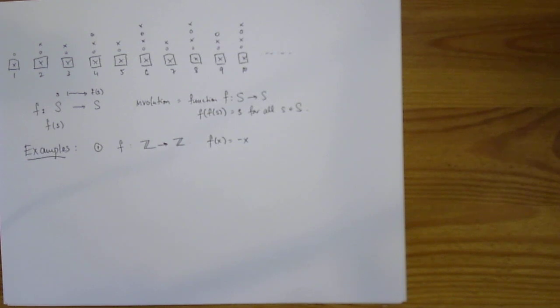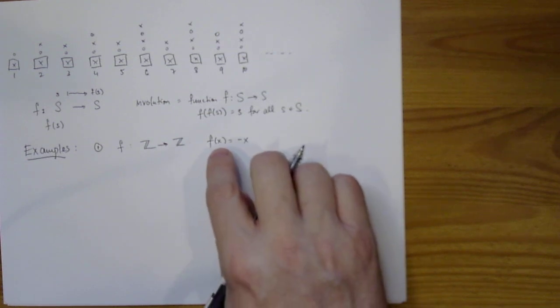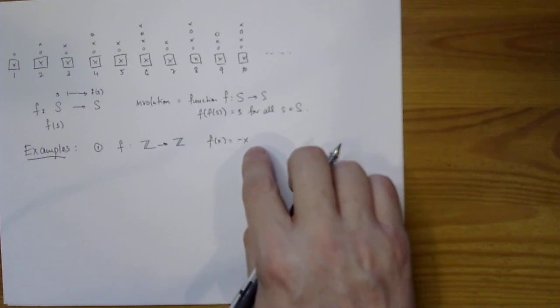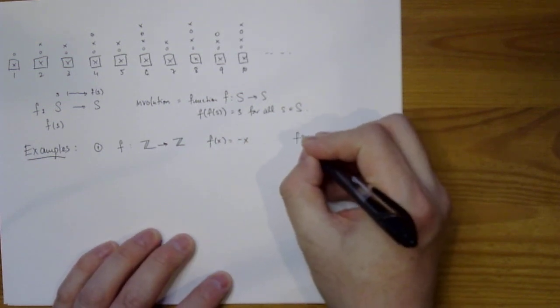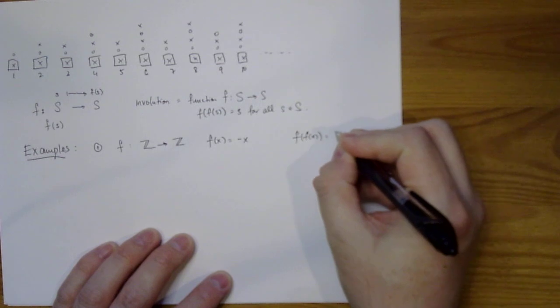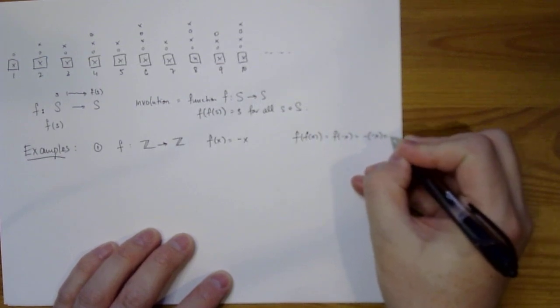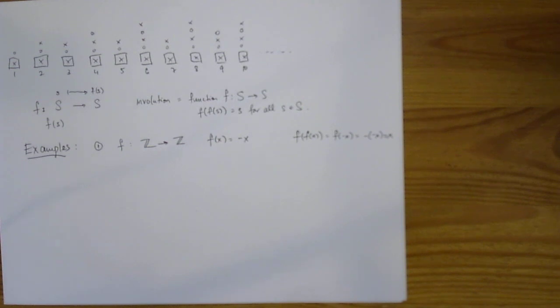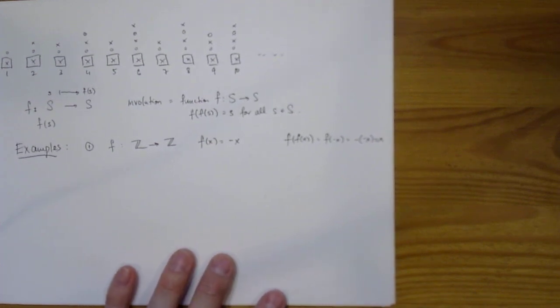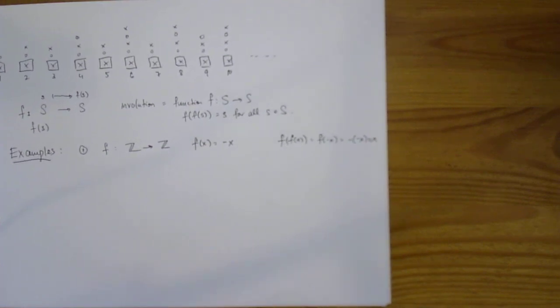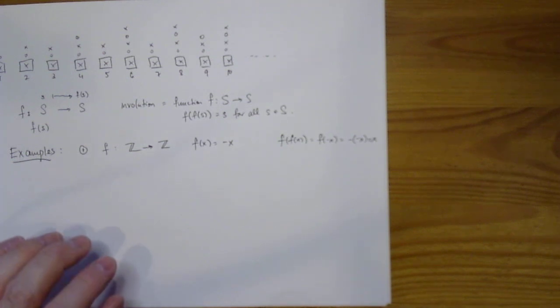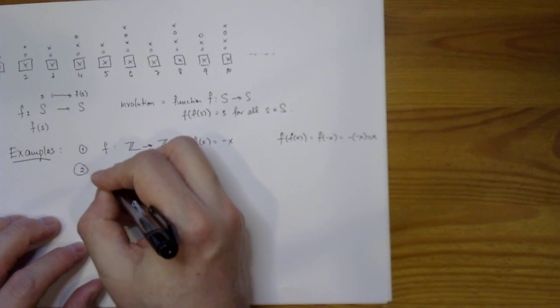You can see that if you do that twice, if you take f of x, you get negative x, and then if you take f again, f of negative x is negative negative x, which is x. Well, that's blurry over there, I apologize. That shows you that that's an involution. So here's another involution. You can check that.